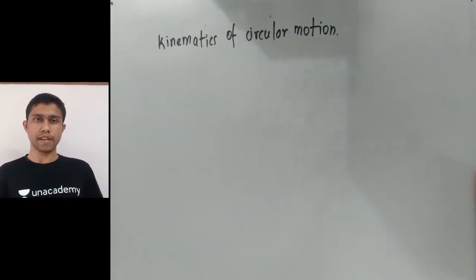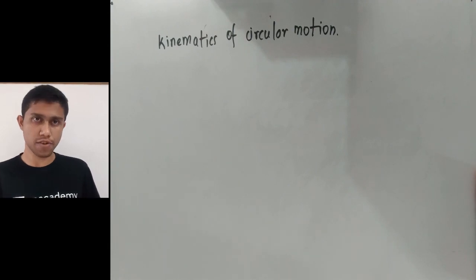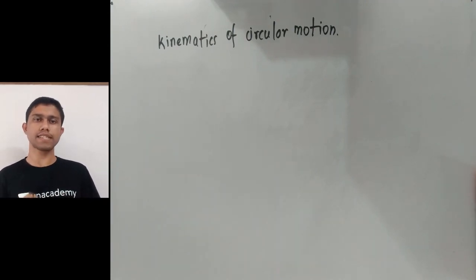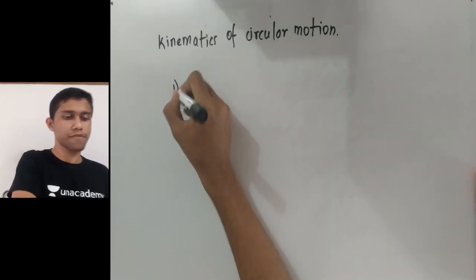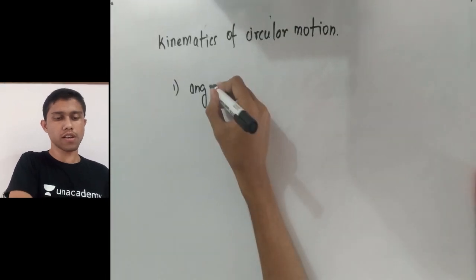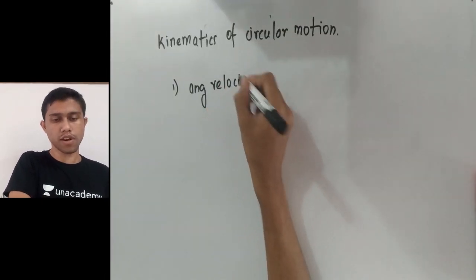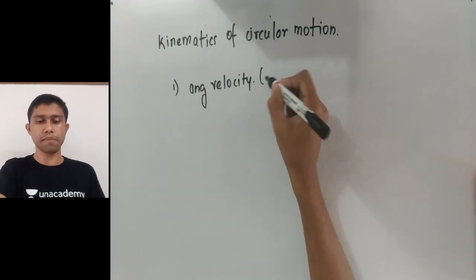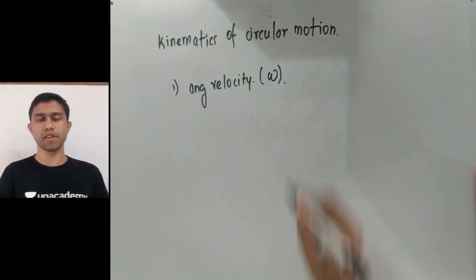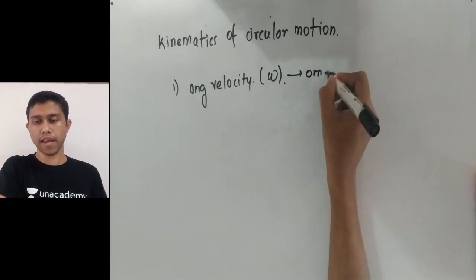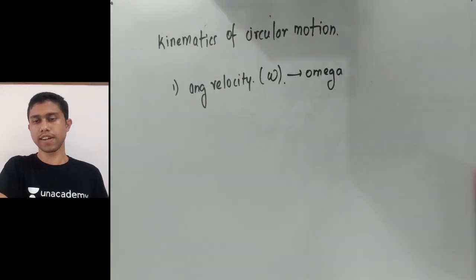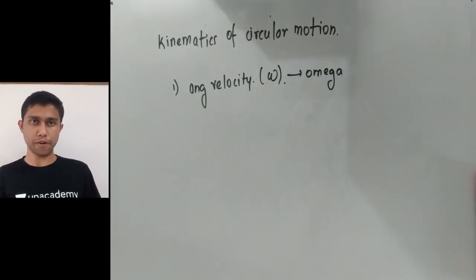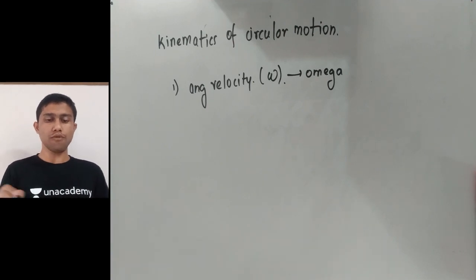So, we'll start kinematics of circular motion, wherein we'll deal with each and every topic. So the first is angular velocity. So this angular velocity is denoted by omega. So this term is called as omega. It is written as a curved w. Okay. So now what is an angular velocity?